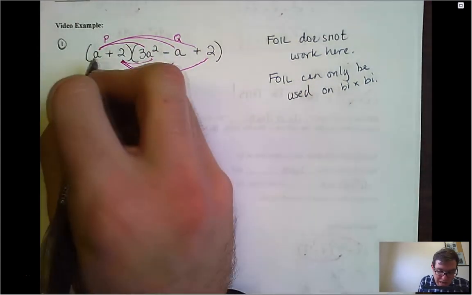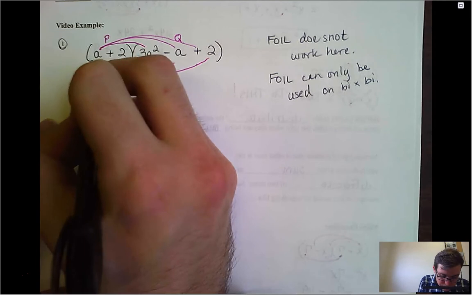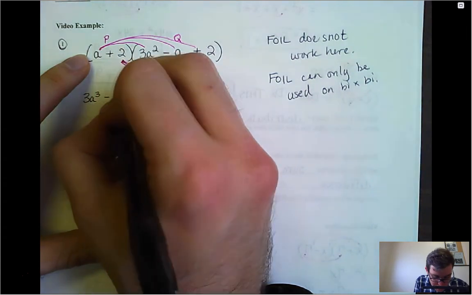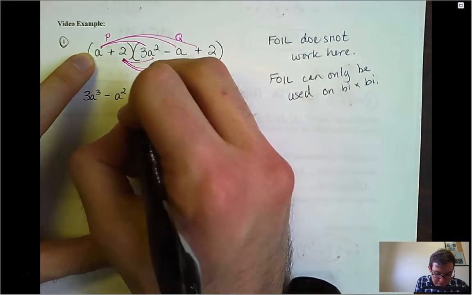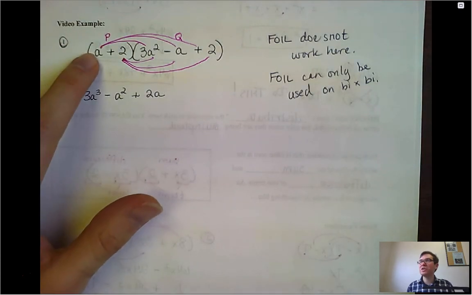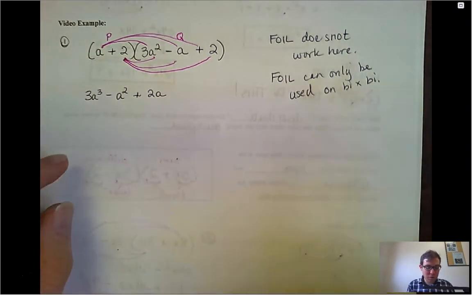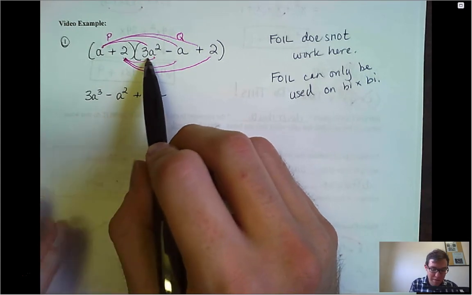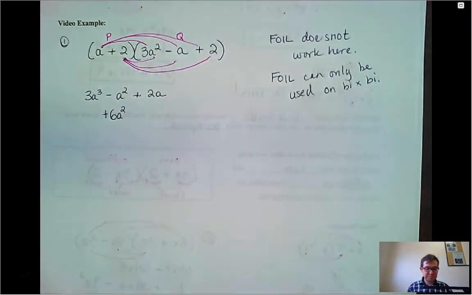So I'm going to take my a times 3a squared, so that'll give me 3a cubed. I'm going to take a times negative a, that's going to give me negative a squared. And then I have a times 2, that's going to give me 2a. Okay, so we've distributed the a to every term in the second polynomial. Now we're going to distribute the positive 2. So I'm going to take 2 times 3a squared, that equals 6a squared. And since it's a like term with the negative a squared, I'm going to line it up just like that.